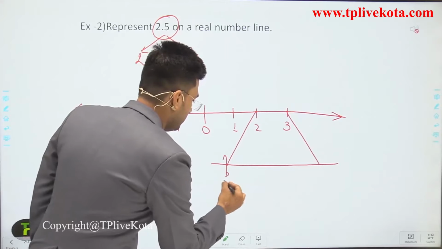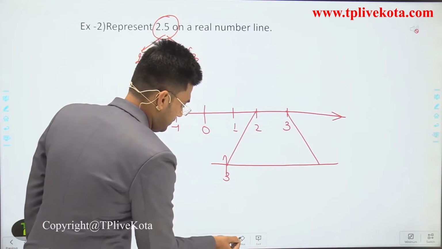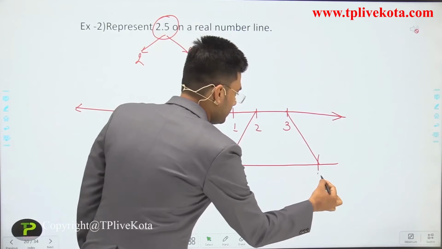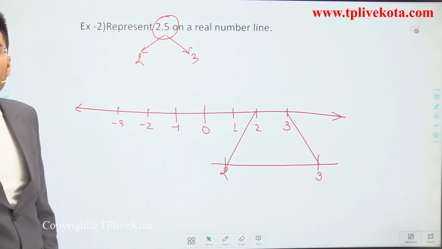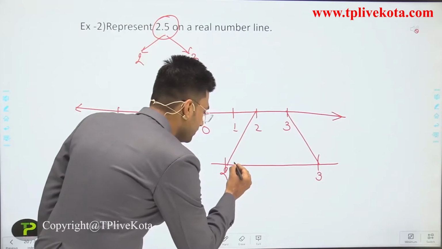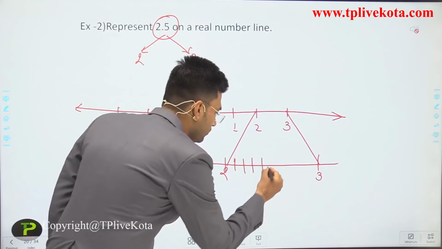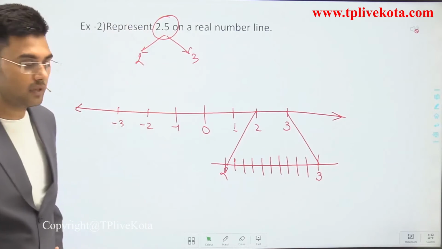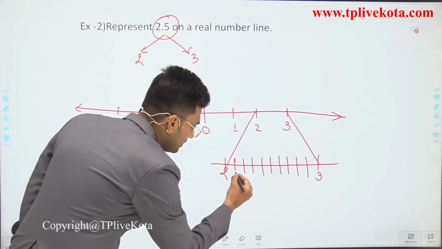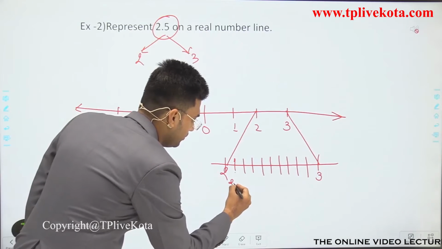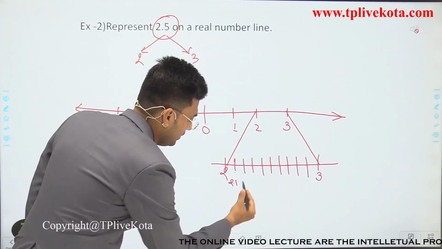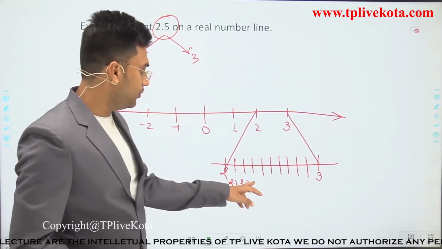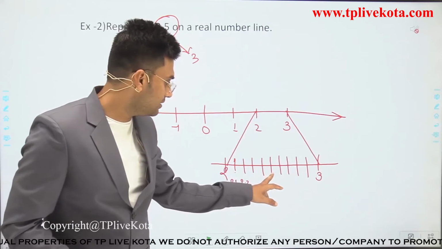This is 2, and this is 3. We have to divide this distance into 10 equal parts. 1, 2, 3, 4, 5, 6, 7, 8, 9 and 10. Now this is 2.1, this is 2.2, this is 2.3, this is 2.4, then this is 2.5.